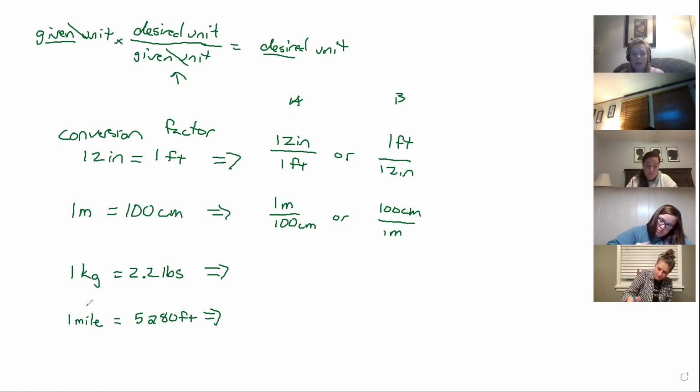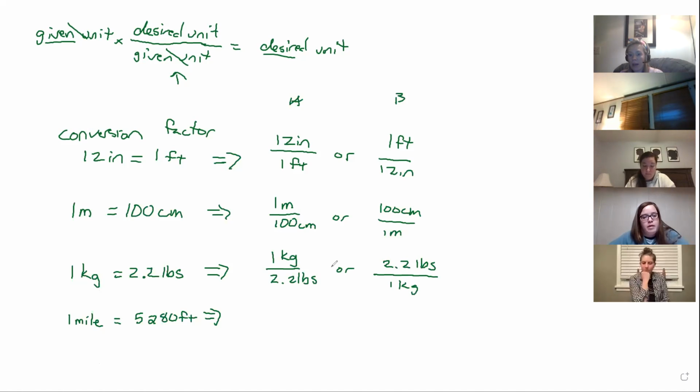All right, so it shouldn't be too difficult. In this first one here, I could write 1 kilogram on the top and the 2.2 pounds on the bottom, or I could write the 2.2 pounds on the top and the 1 kilogram on the bottom. Either way, those are appropriate conversion factors. Now, which one you use, again, is dependent on the problem.